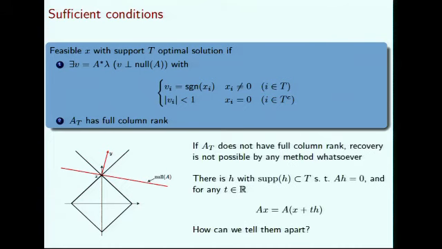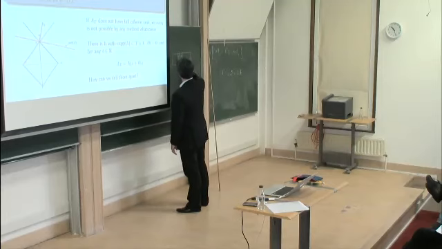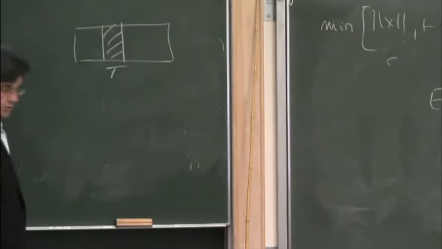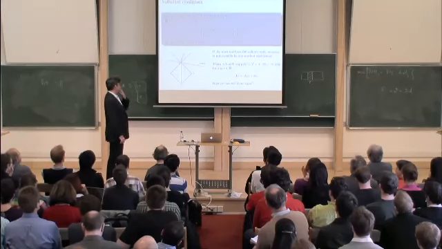All right. Okay. So of course, the property that we require, we have our partial Fourier matrix, which is here, we restrict it to a support T, and we want to have full column rank. It makes a lot of sense because if we do not have full column rank, then recovery by any method whatsoever will not be possible.